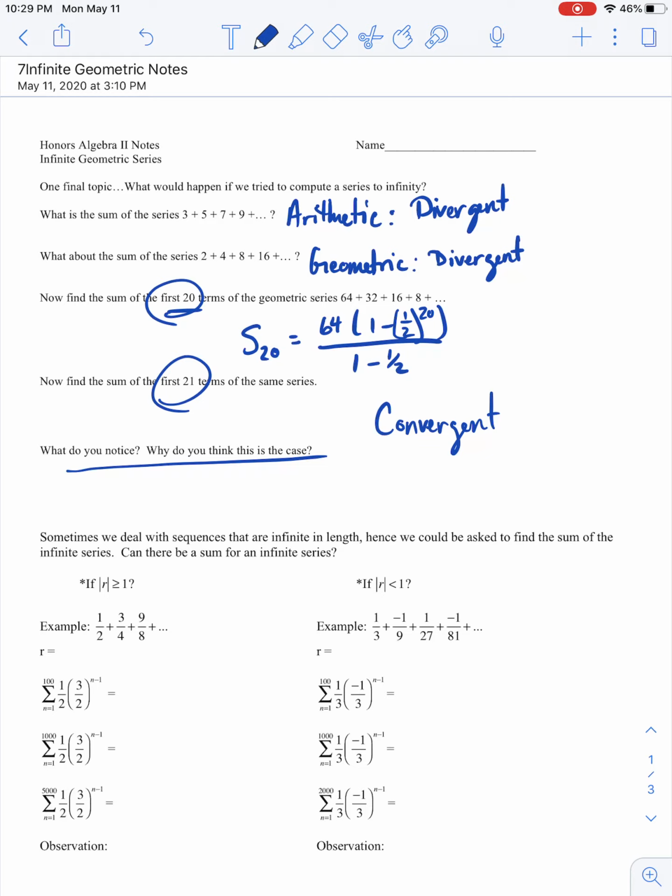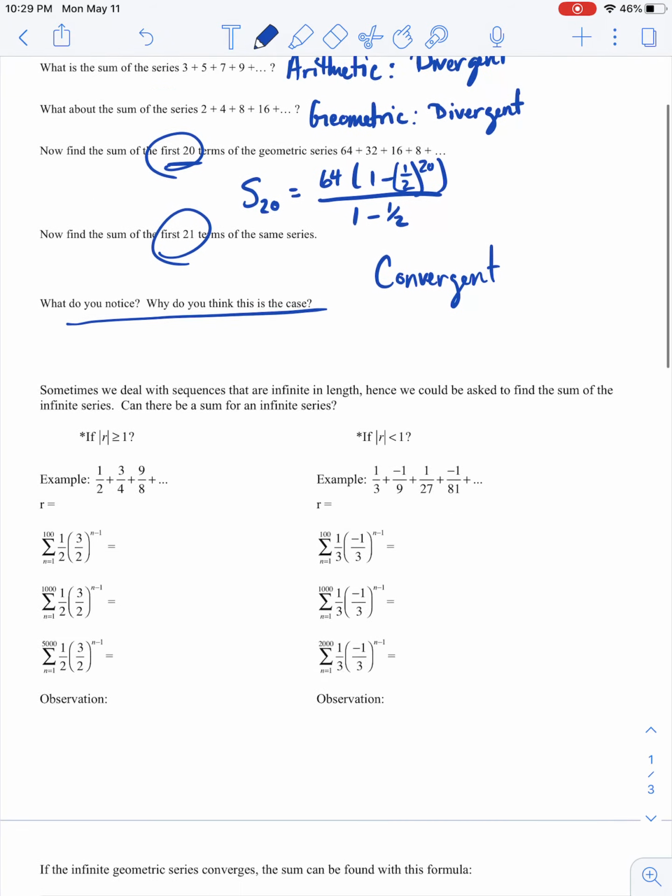It's kind of like 0.9999999 is not 1, but 0.99999999999 forever is 1, right? So it's that subtle difference there, but an important one. Okay, so let's just take a look down here.